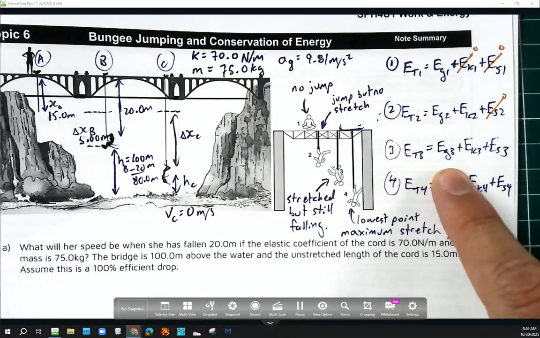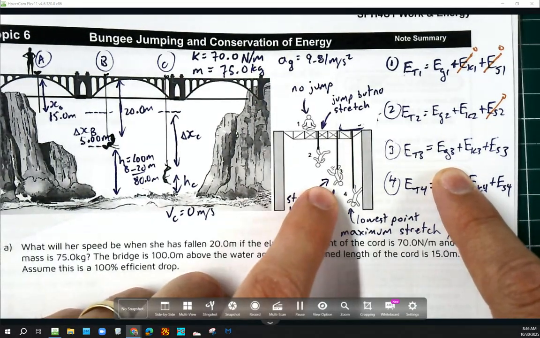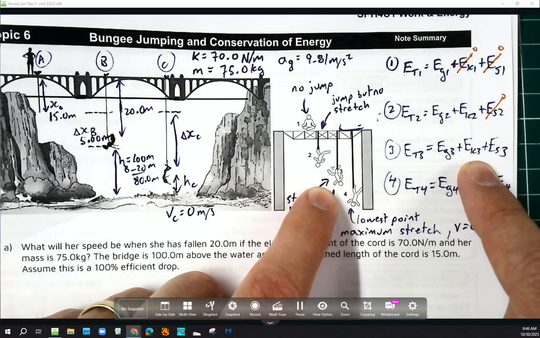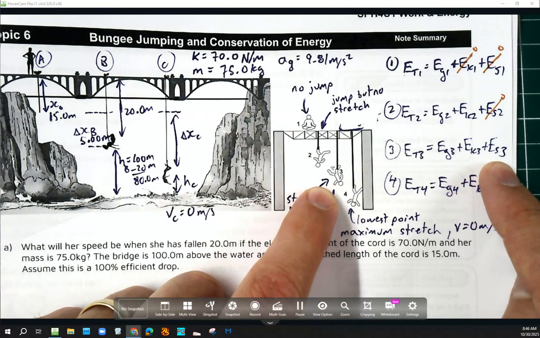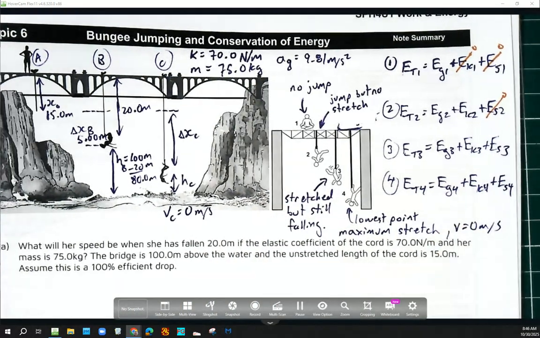Sadly, no. Look at this. You're gonna be above the ground. You're gonna be falling still. You haven't come to a stop, and the bungee cord is stretched, so nothing zeroes out. What about 4? Yes, sir.